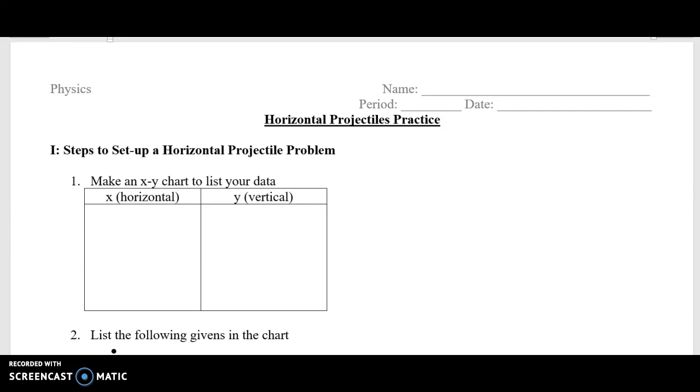So yesterday, we started looking at how to calculate a problem with a horizontal projectile. So what I'd like to do right now is just go through the notes that we took yesterday, so you can revisit these if you ever need help going through one of these types of problems. So here's the worksheet from yesterday. The first part goes through the steps to solve a horizontal projectiles problem.